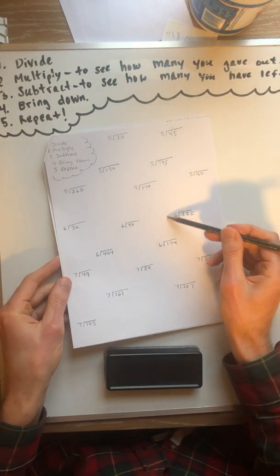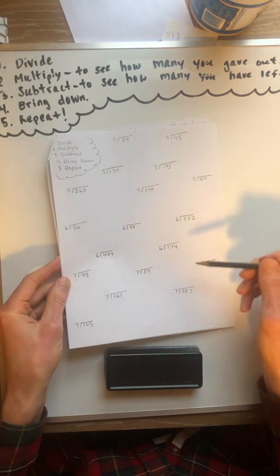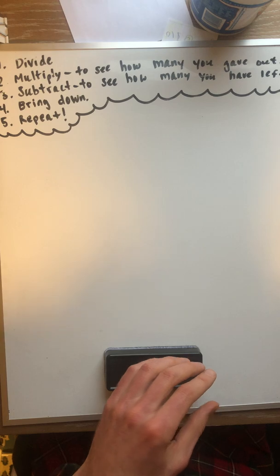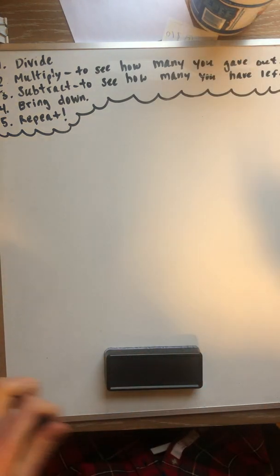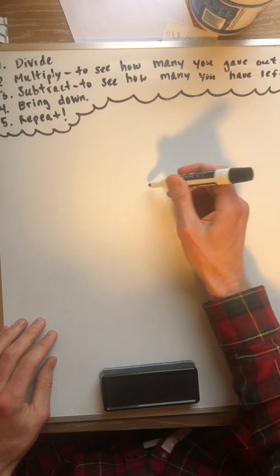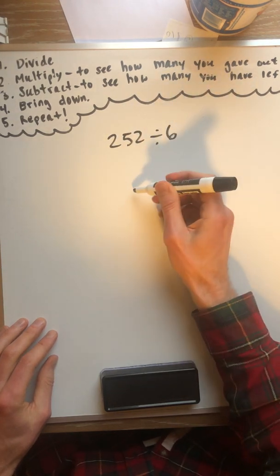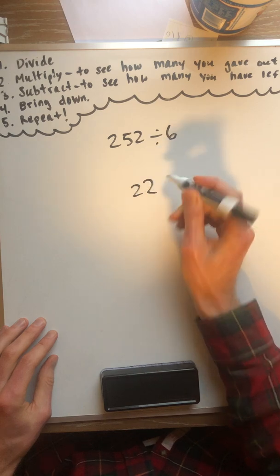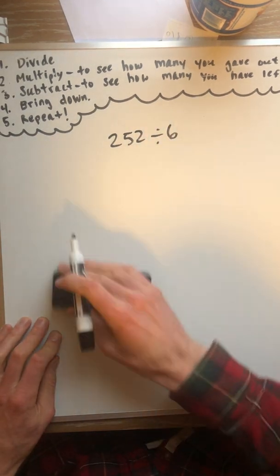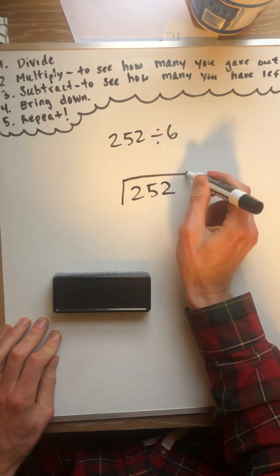I'll do, let's see, I'll do 252 divided by 6. I'll do that one first. Okay, so the problem is 252 divided by 6, which can look like this, but with long division it looks like this. You have the bigger number in here, and you divide it by 6.